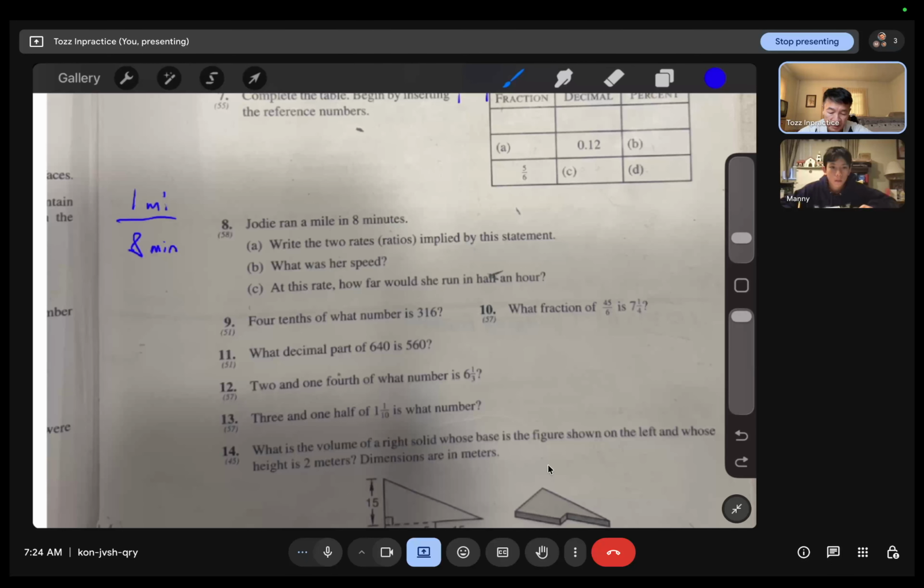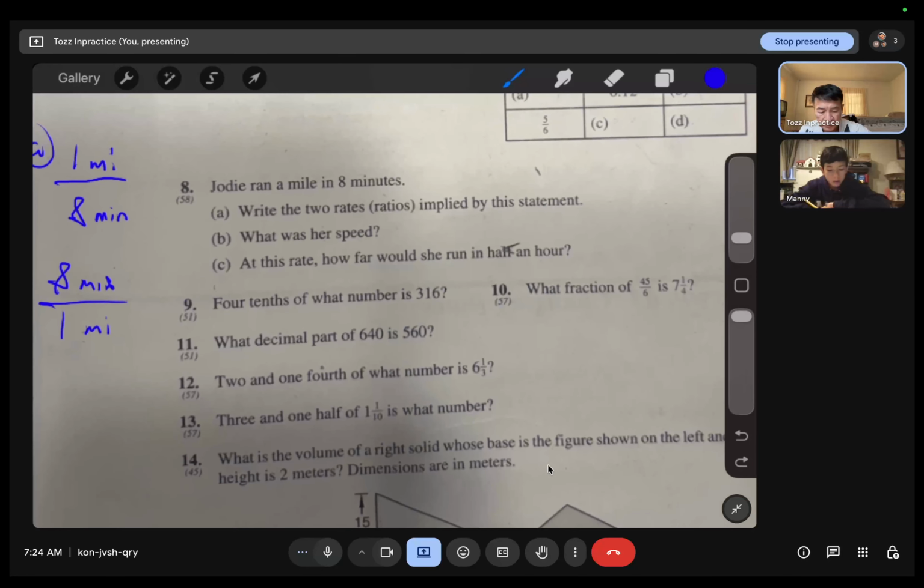But you don't have to divide to get your decimal. I would just leave it like that and then deal with it. Then you flip this version, right? And you get 8 minutes over 1 mile. Then you're going to choose. So that's your A. What is her speed? Oh, you're still okay. What do you do with B? Oh, A is done. These two will be your A. What is your B? What do you think B is?